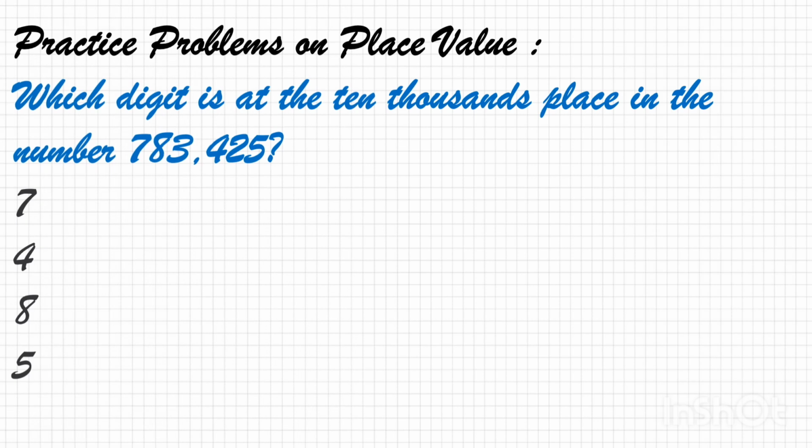Practice problems on place value. This you have to do on your own. Which digit is at the 10,000s place in the number 783,425? A. 7, B. 4, C. 8, D. 5.